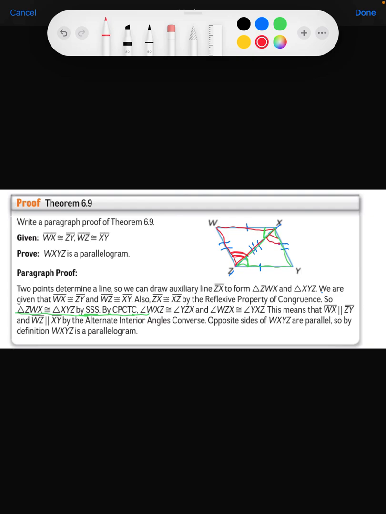Then we can say that WX is parallel to ZY, so this line up here is parallel to this one here, and WZ is parallel to XY, so this one is parallel to this one, by the alternate interior angles converse theorem. So since our opposite sides are parallel, then by definition, we have a parallelogram.